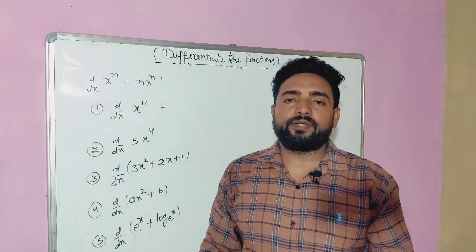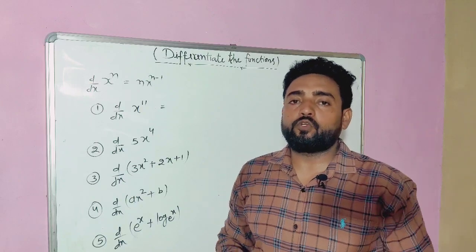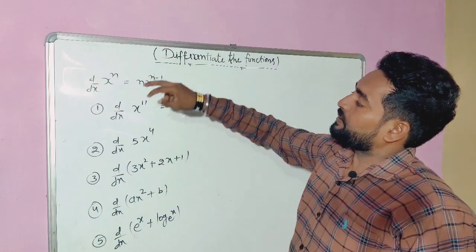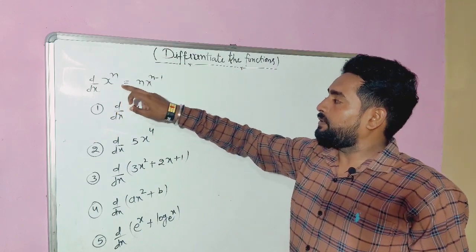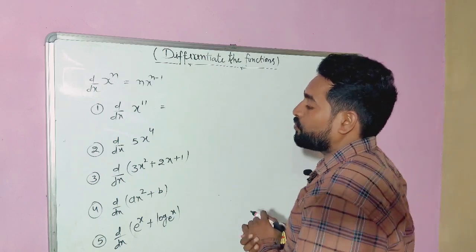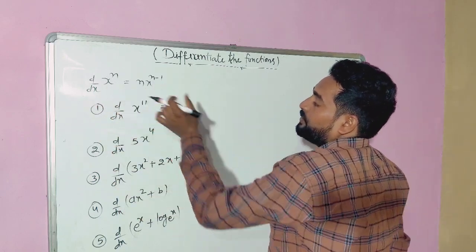Myself Raj Chaudhary. Today friends, I shall teach you how to solve differentiation questions. Let us see the first method, d upon dx of x power n is equal to n x power n minus 1. This is the basic method. Let us solve some examples of this method.